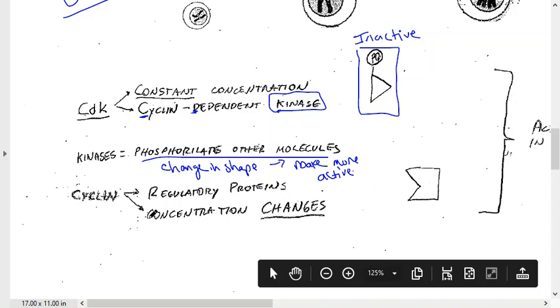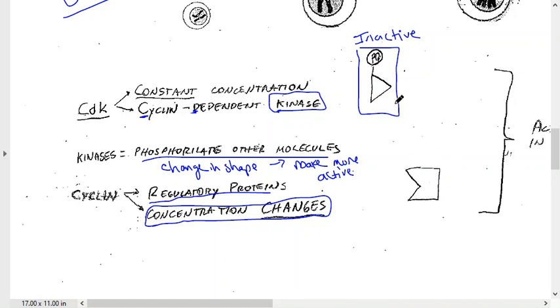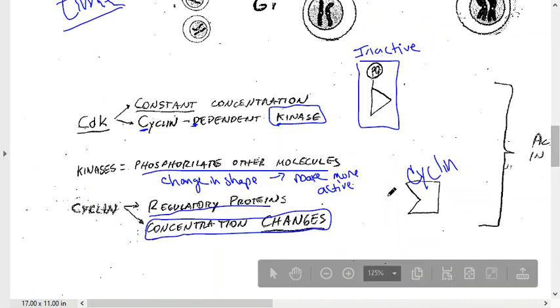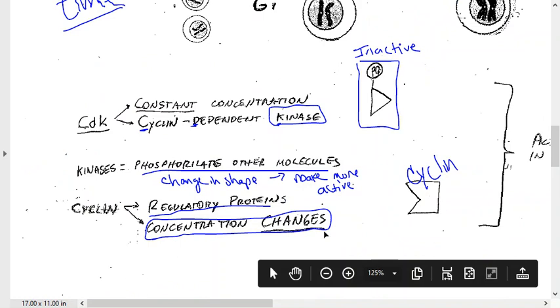All right, here's cyclin. So cyclin is a regulatory protein. Unlike CDK, whose concentration is constant, cyclin's concentration is going to vary. It's going to change. It's going to fluctuate. So over here on the right, I've got cyclin. Notice that because these two molecules are going to interact with each other and bond, their shapes match. But this is my cyclin molecule here. And remember that this molecule increases and decreases in concentration, right?